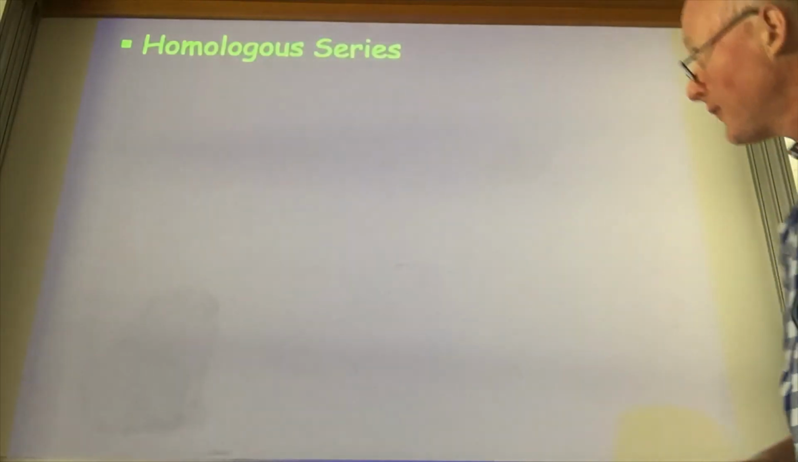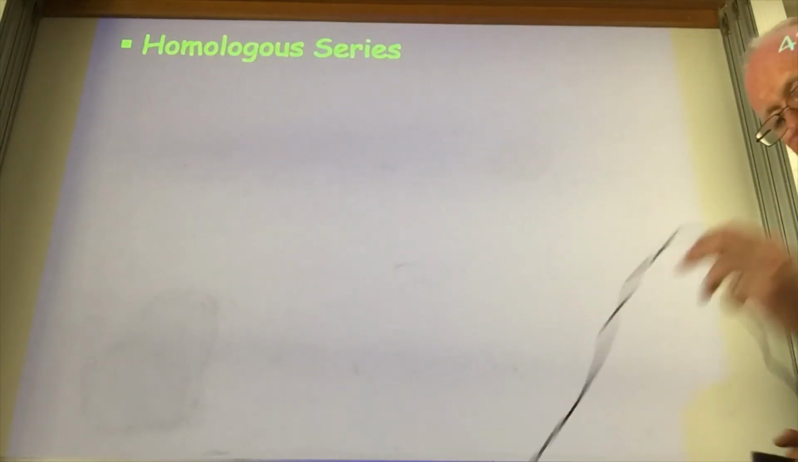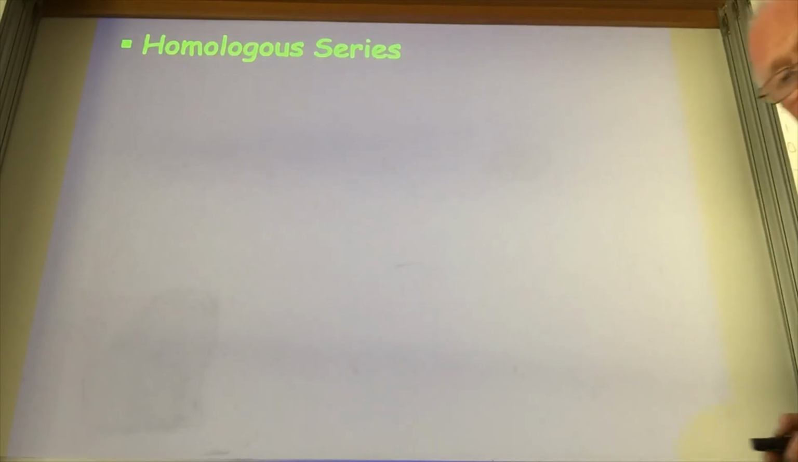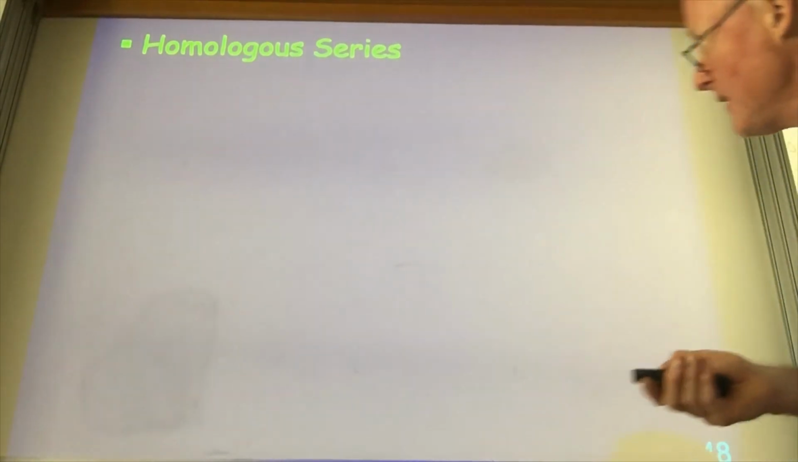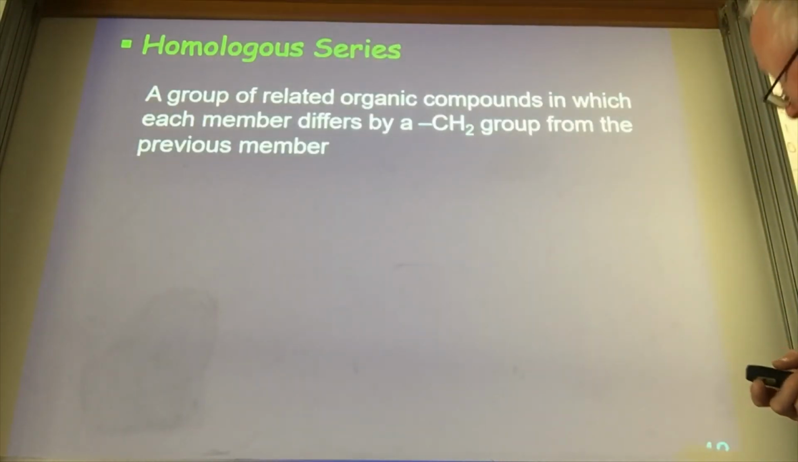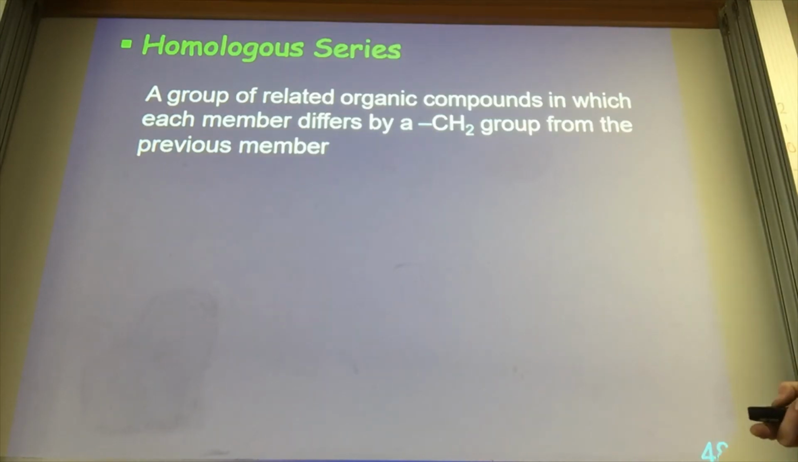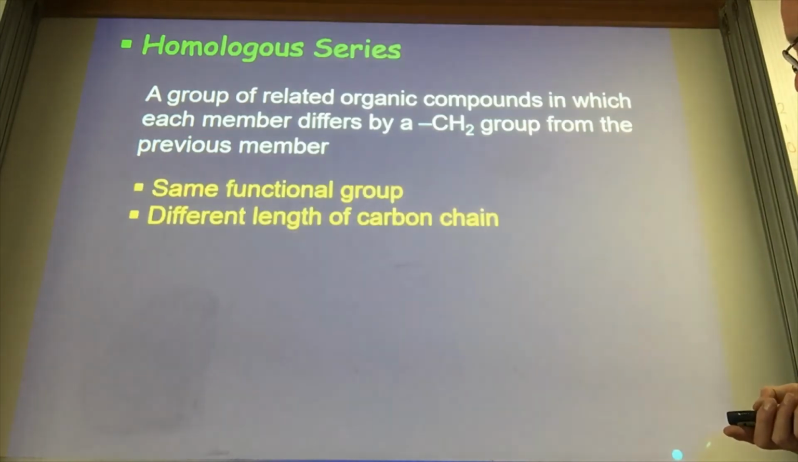So let's go over the different classes of hydrocarbons. Now, first of all, just a definition. What's a homologous series? It's a group of related organic compounds. Each member has an extra carbon, i.e. each member differs by a CH2 group from the previous member. Same functional group, different length of carbon chain.